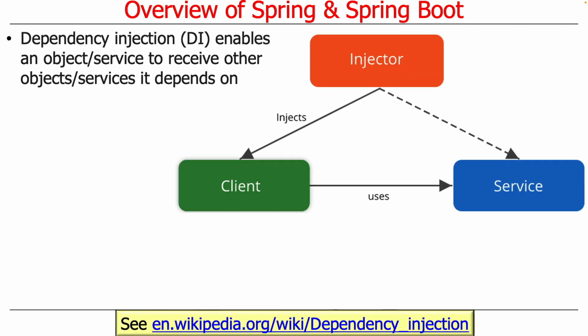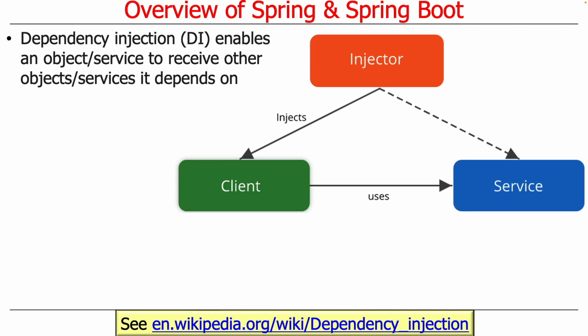What does dependency injection, or DI as it's called, mean? Dependency injection is a pattern and really a framework. It's really more of a philosophy, if you will, that enables an object or a service to receive other objects or services that it depends on.